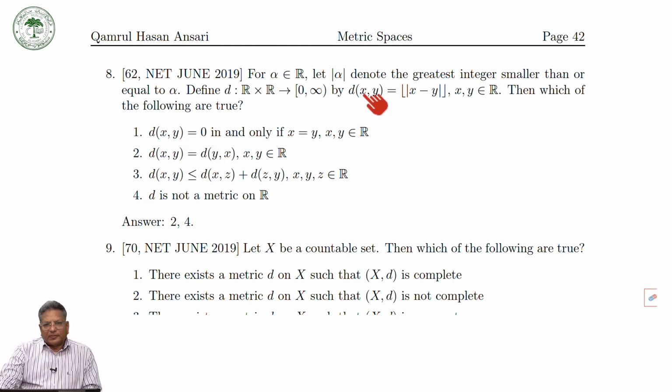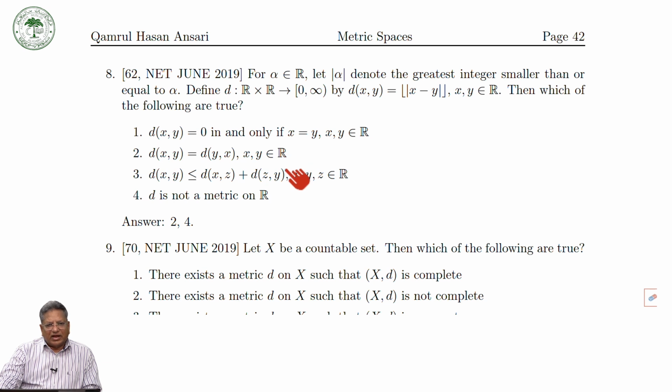d(x,y) is equal to 0, but does d(x,y) equal 0 imply x equals y? Whatever d(x,y) is, if the distance between x and y is less than 1, the greatest integer is 0. But in that case, x may not be equal to y, so this may not be true. Of course, this one is true, because mod of x minus y can be written as mod of y minus x.